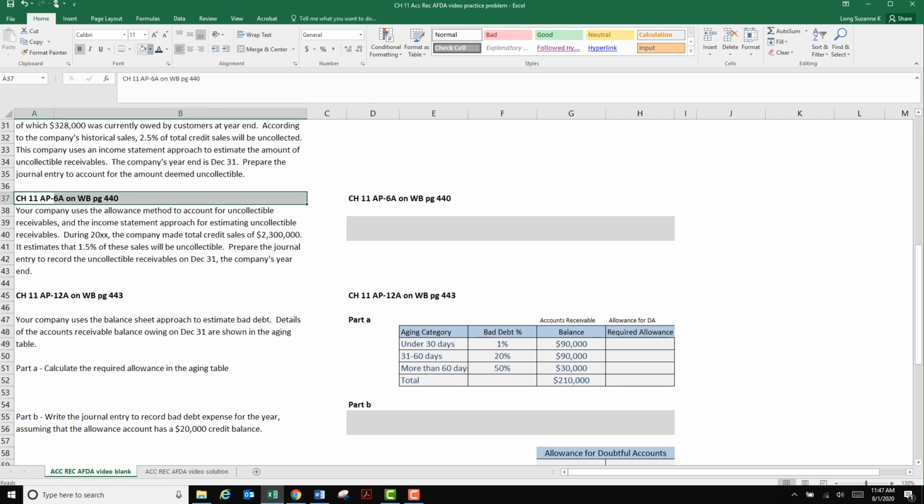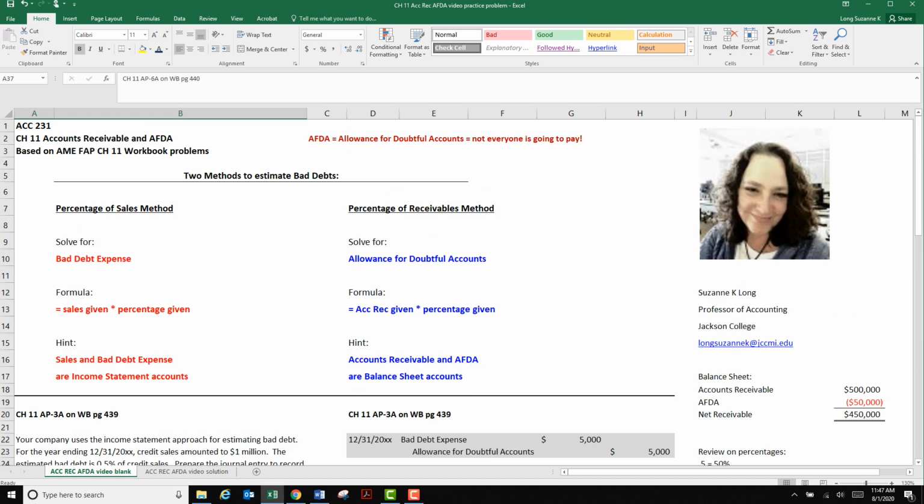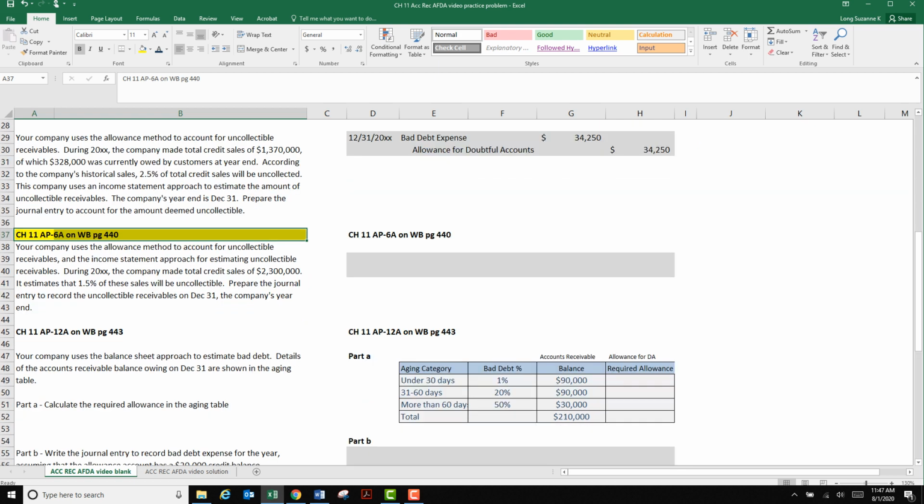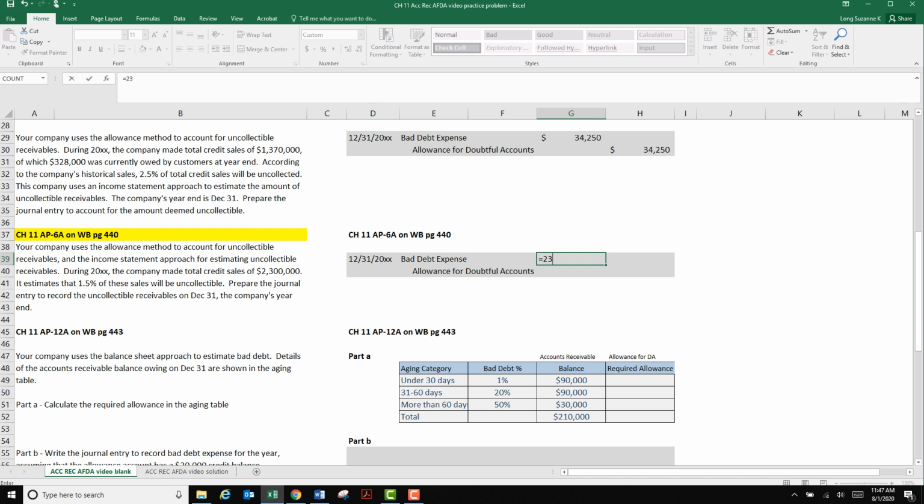Allowance method. Yeah, whatever, these are all allowance method. Income statement approach. Credit sales. Ooh, we're up to 2.3 million. 1.5% uncollectible. All right, give it a whirl. Oh, I should have copied that whole thing down. Sales.